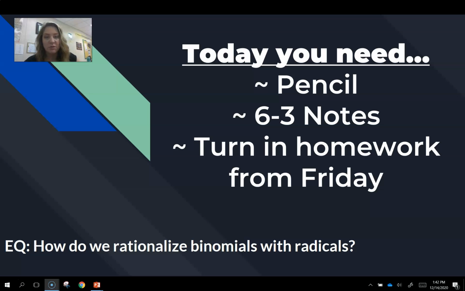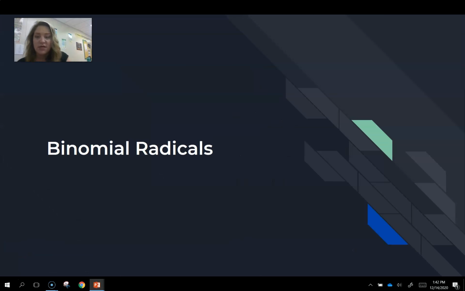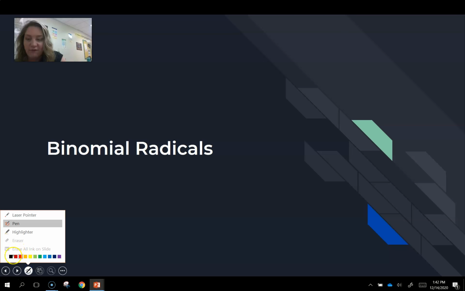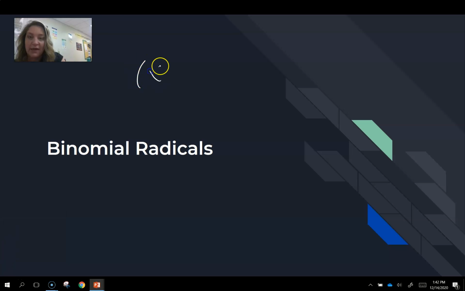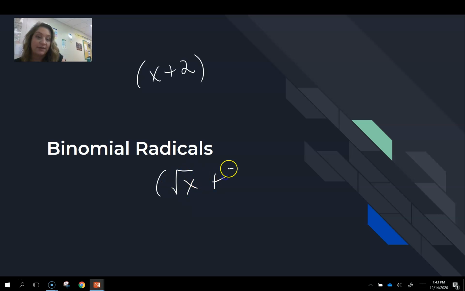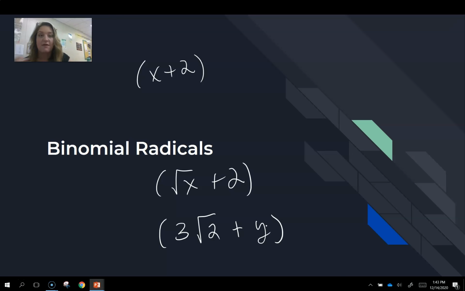Remember binomials, what that means? A binomial means you have two terms. So some binomials you have worked with in the past would be like x plus 2, right? That's a binomial. Binomial radical means there's a radical involved in there somewhere. So it might be the square root of x plus 2, or it might be 3 square root 2 plus y. So something where there's two pieces and there's a radical involved.